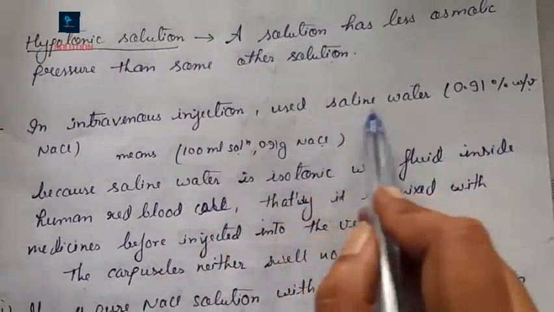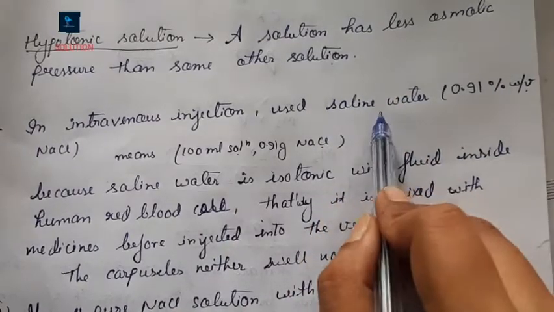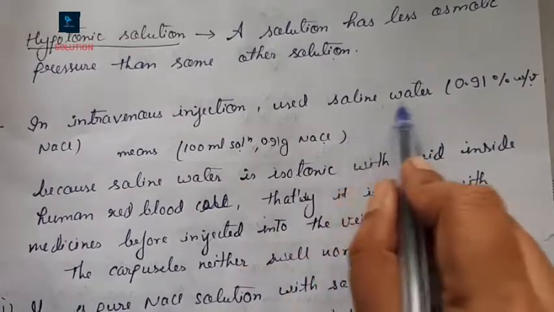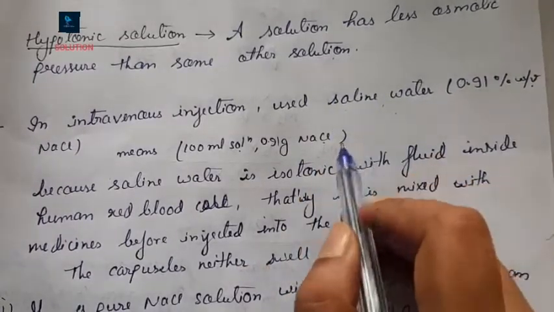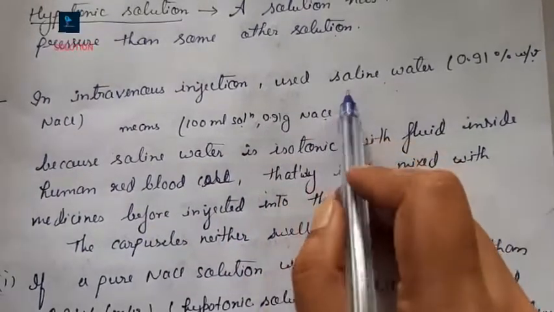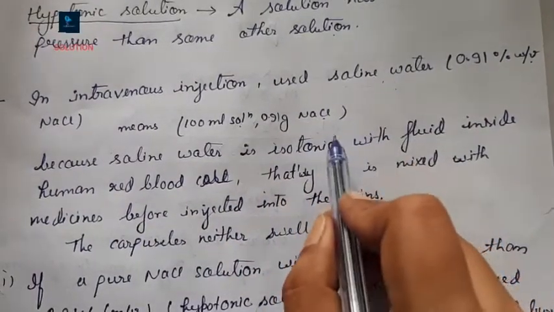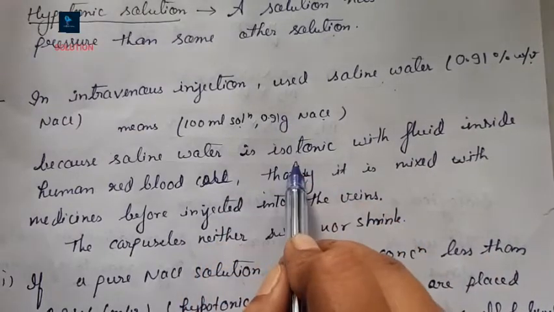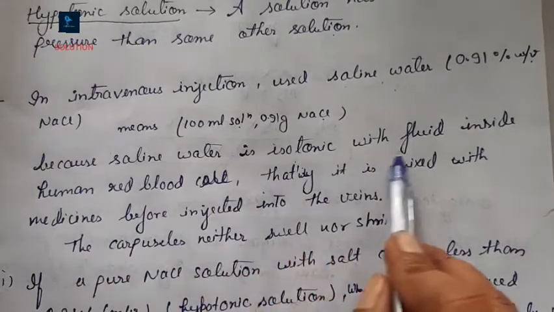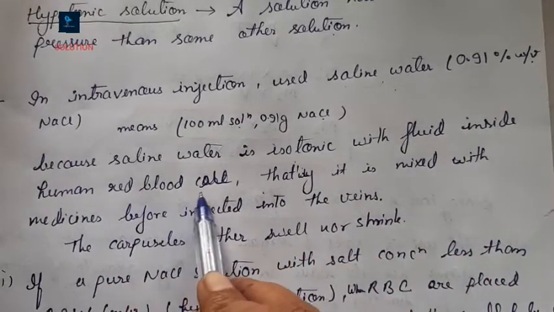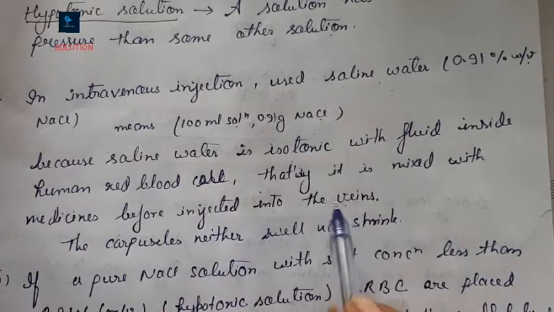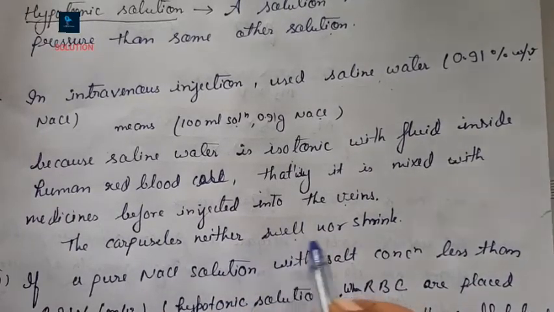And this saline water is isotonic with body fluid. So this saline water is mixed with the injections because it is an isotonic solution. Saline water is isotonic with the fluid inside human red blood cells. That's why it is mixed with the medicine before injection into the veins. The corpuscles neither swell nor shrink.